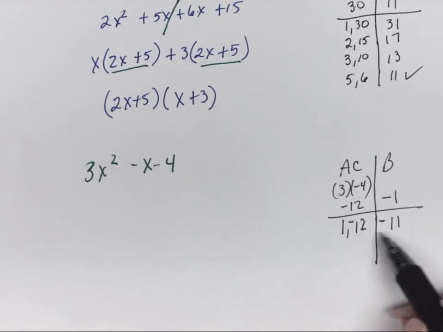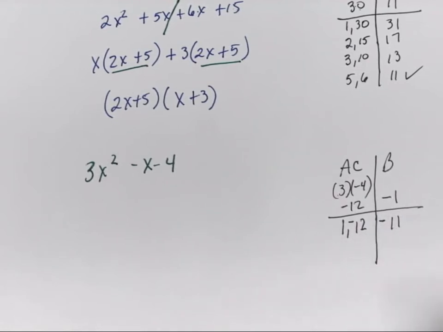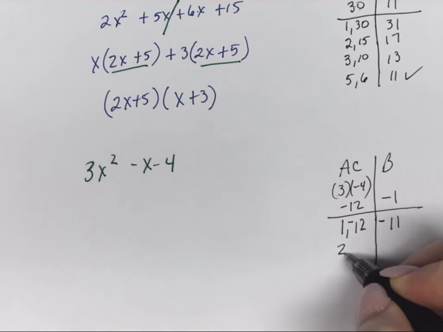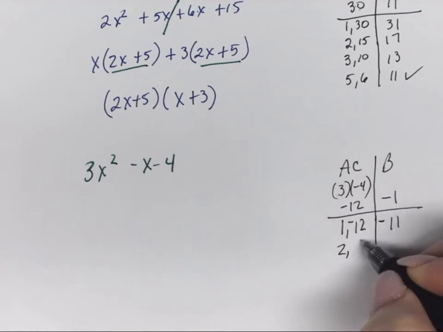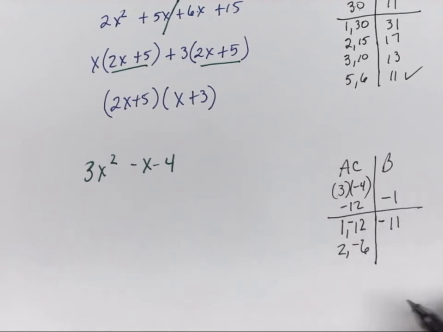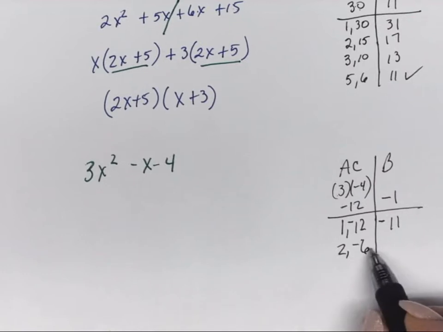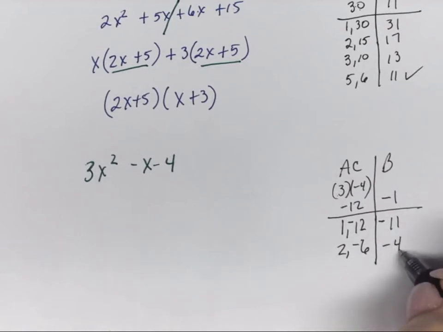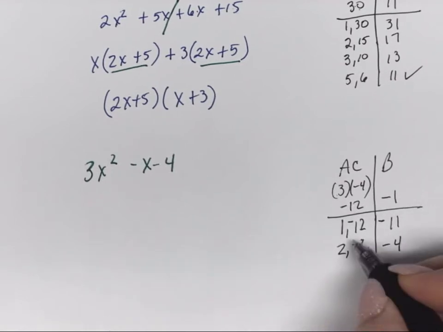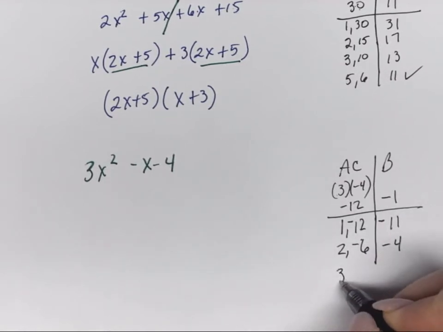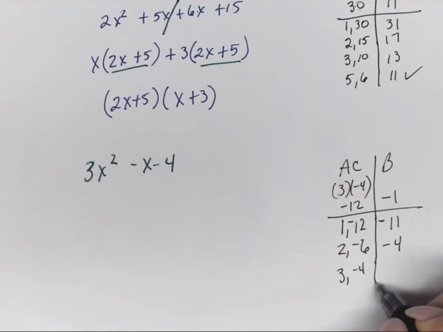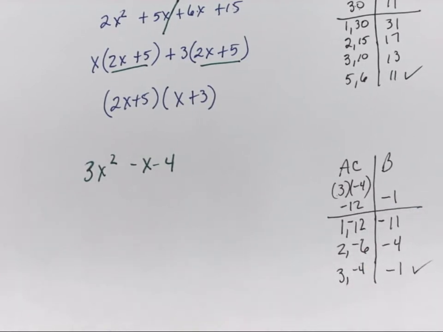And that's what I do with the first one, with the 1 and whatever number, I can get the signs right. Now 12 divides by 2, so 2 times negative 6 will get me negative 12. When I add those together, I get negative 4. Not the right number, but I'm getting closer. 12 divides by 3, so 3 times negative 4 gets me negative 12. When I add them, there's the negative 1 I'm looking for.